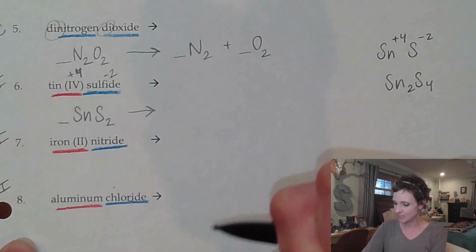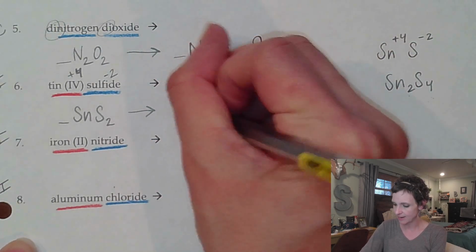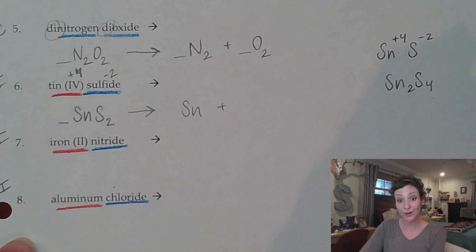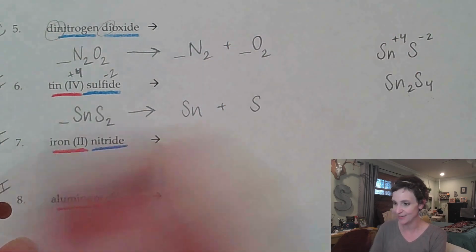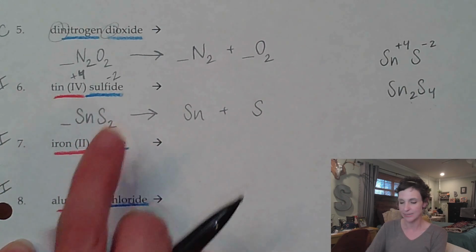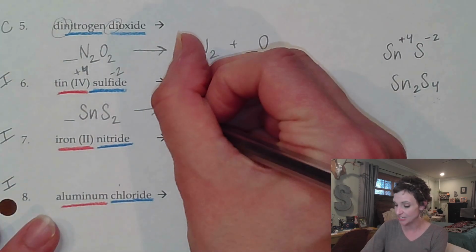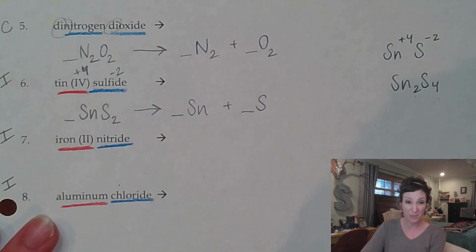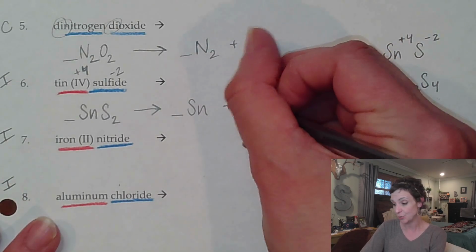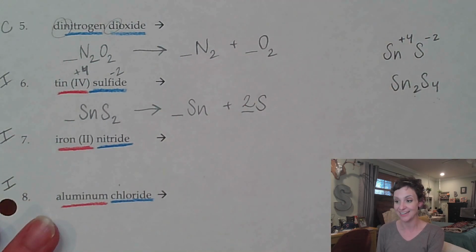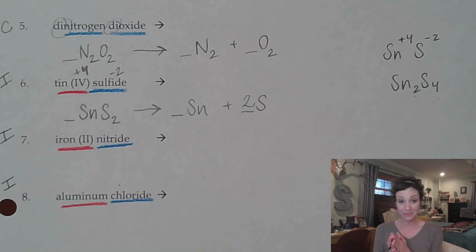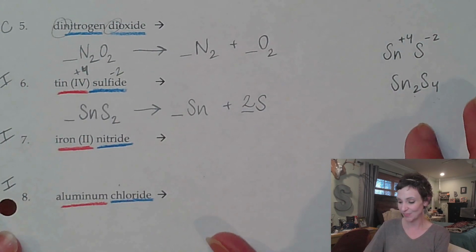So we got tin. Tin totally is not a diatomic, right? Sulfur is also not a diatomic, right? So none of those original subscripts get brought over. Nobody is diatomic, so that looks good, except now I just need to balance at the end. And my balancing, I'm going to put a 2 in front of sulfur on the product side. Amazing. So that's the decomposition of tin 4 sulfide.